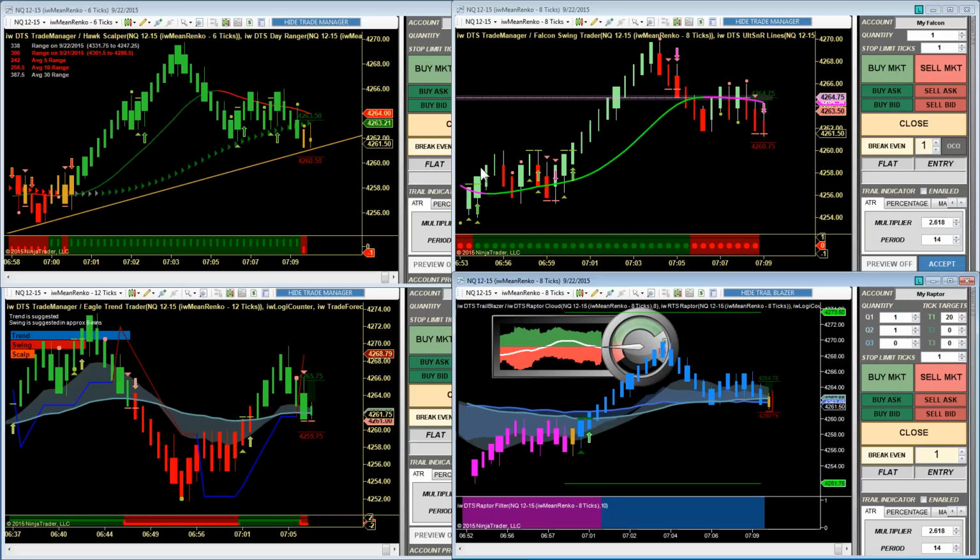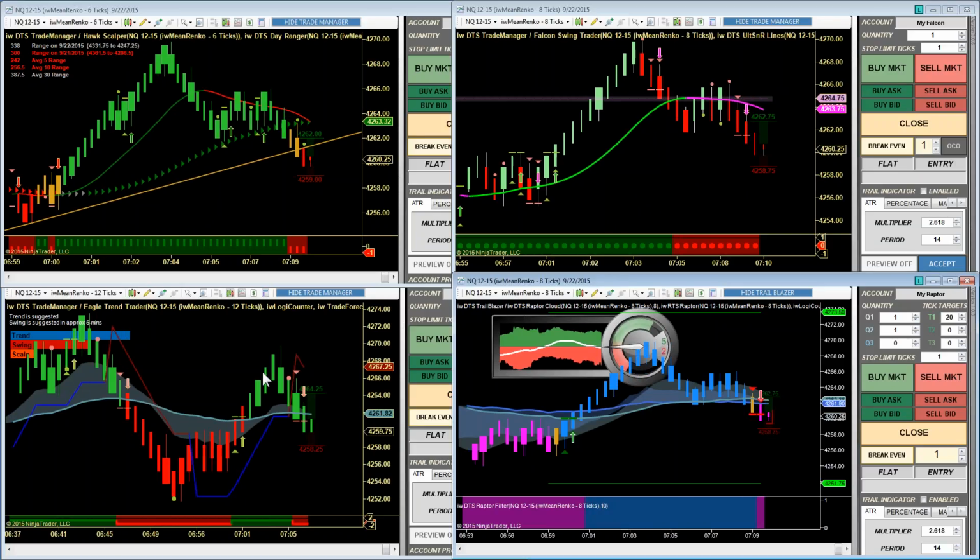But you see, we're starting to get some conflicting signals here. We're into the hard edge on the Eagle. We just produced a trend change signal here on the Falcon. Now we're getting a red bar buy on the Hawk, a trend change on the Raptor.